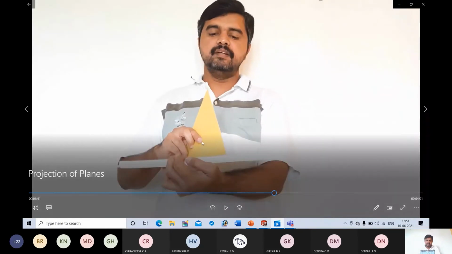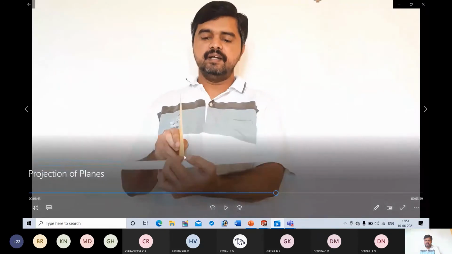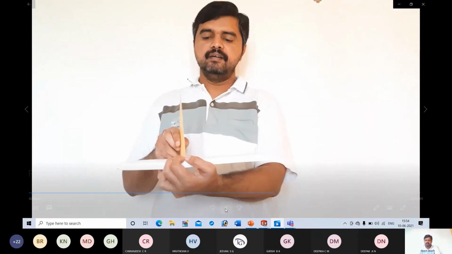Now I am rotating the lamina. It is making 60 degree with HP. So now I am satisfying the last condition, that means the resting edge should make an angle of 30 degree with VP. So now I am rotating this lamina in order to satisfy that last condition. Now it is perpendicular to VP. I will rotate such that this resting edge will make an inclination of 30 degree with VP.